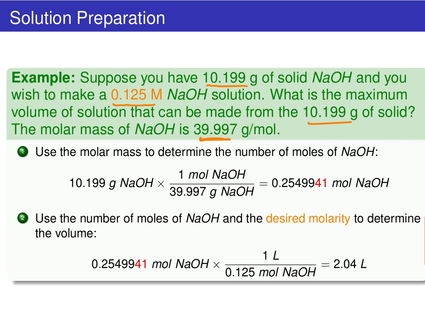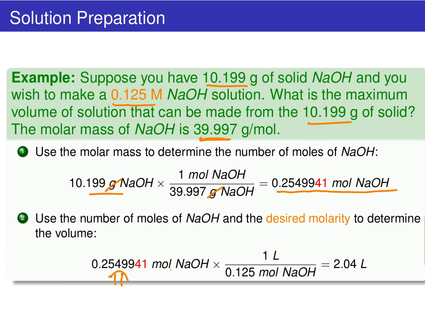39.997 grams per mole. So the first step, we're going to use that molar mass to determine how many moles of sodium hydroxide we have to work with. We're going to take the initial mass, divide by the molar mass of sodium hydroxide, and come up with the number of moles of sodium hydroxide, our total number of moles. Now, we are given this fixed number of moles, and we know that at the end of the day, we want to end up with a 0.215 molar solution.